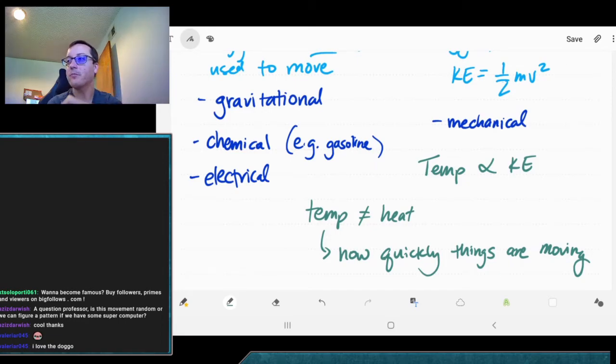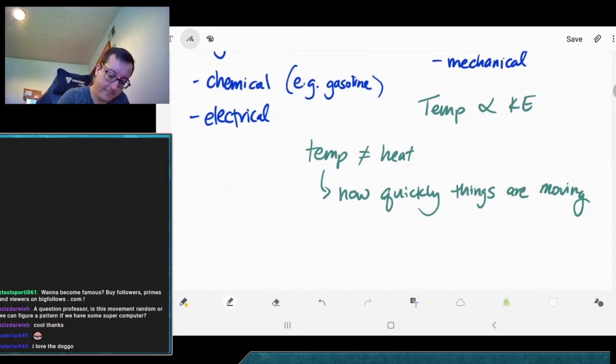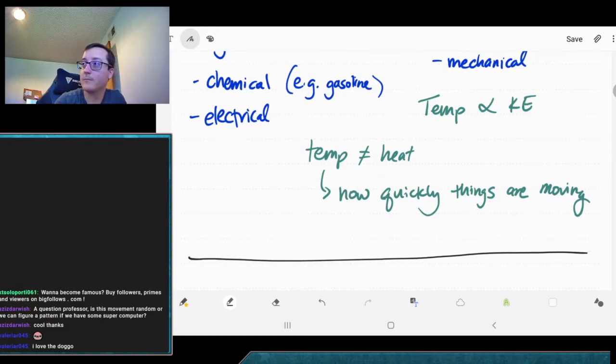So that's our one little distinction that we're going to make. We'll talk a lot more about temperature when we talk about gases, because we're going to see that temperature is a very important property for gases that we can analyze. But we'll get to that when we get to the gas chapter. Alrighty. Any questions on energy? Alrighty.